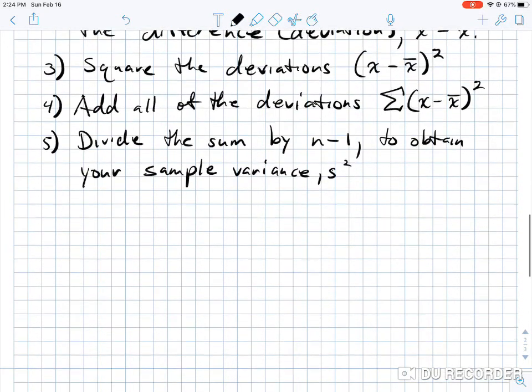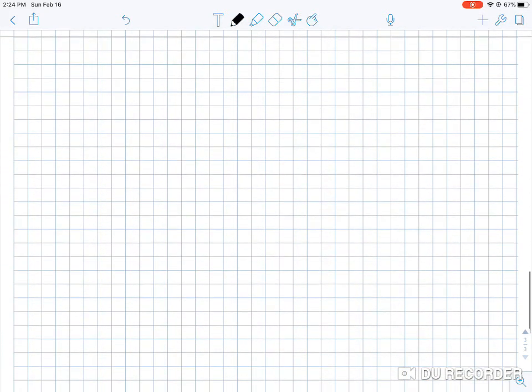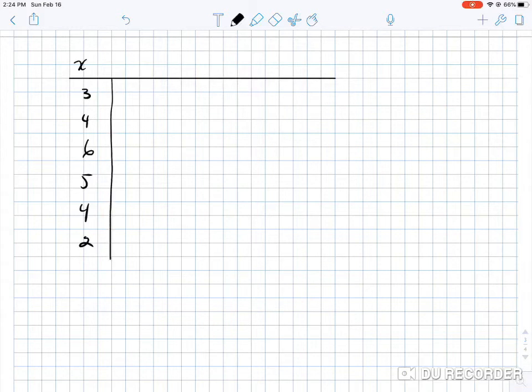Okay, so I'm going to take a small sample size. So I'm just going to put out a nice little table. All right, so these are values that we're going to use. Very small values. So we have 3, 4, 6, 5, okay, 4, and 2. So we're going to take these values, and the mean was found to be 4.